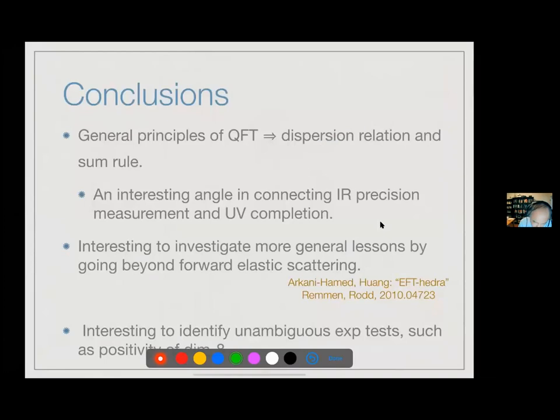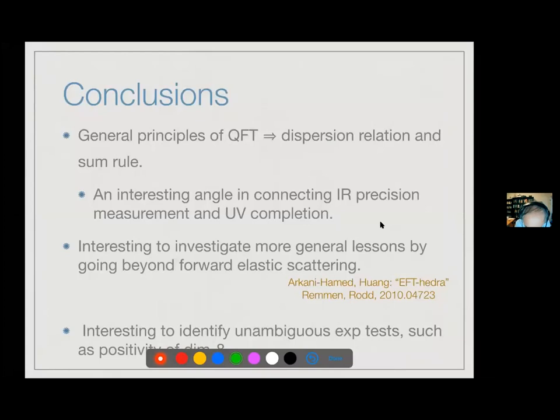Okay, so this comes to the conclusion of this talk. I think these dispersion relations and sum rules follow very general principles of quantum field theory. And as we showed in the bulk of this talk, they give you an interesting angle in connecting infrared precision measurements and the UV completion. For example, it also offers an interesting angle for thinking about imposing symmetries and so on.